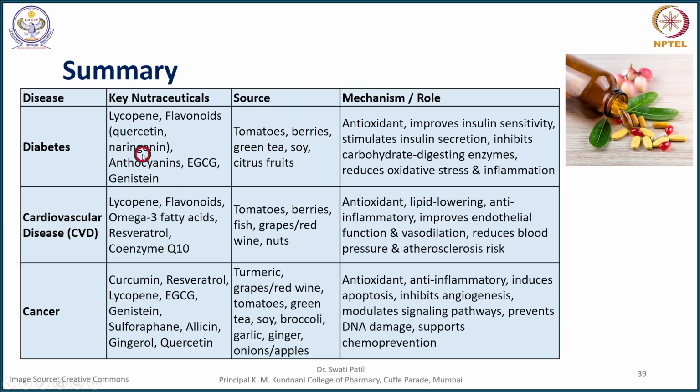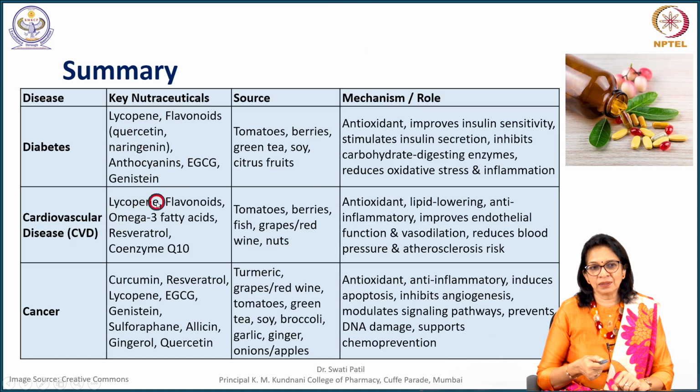So, to summarize, for diabetes, the key nutraceuticals are lycopene, flavonoids and anthocyanins, and commonly available sources of these nutraceuticals are tomatoes, berries, green tea and soy fruits. They act as antioxidants, improve insulin sensitivity and inhibit the carbohydrate digesting enzymes.